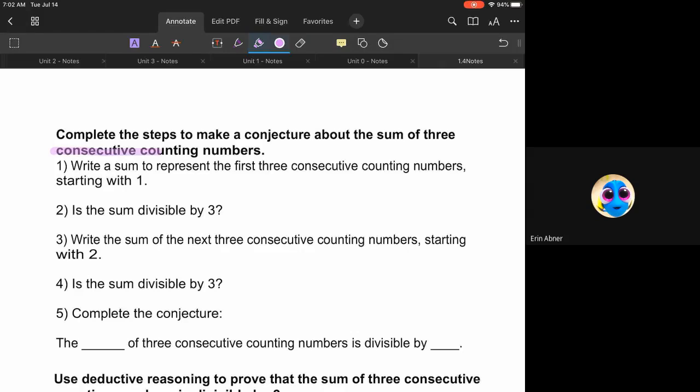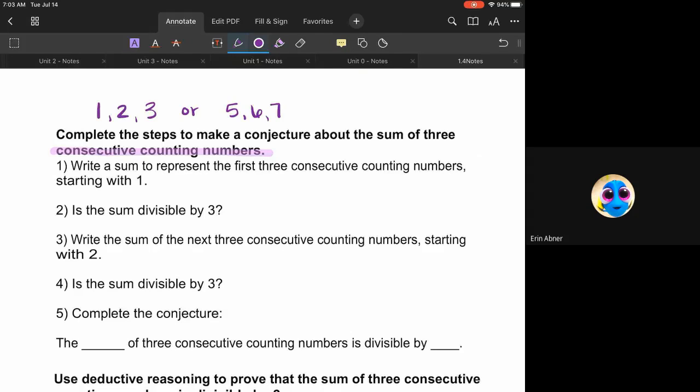So these are our counting numbers that are in order. An example of numbers that are in order would be, I don't know, 1, 2, 3. But it doesn't have to just be 1, 2, 3. It can also be 5, 6, 7. It's just numbers that are in order.